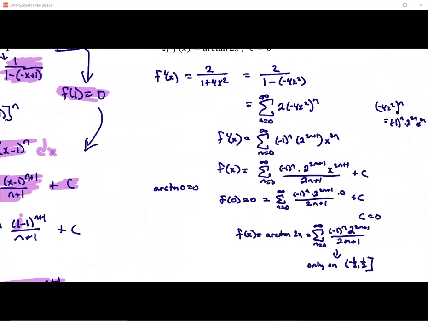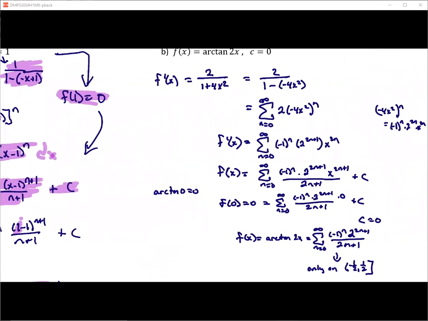But anyway, last problem, and I know you guys are sad this is the last problem. Once again, I took the derivative. That derivative is 2 over 1 plus 4x squared. Just remember it's the derivative of what's inside over 1 plus what's inside squared. Then you see I rewrote it. So my first term is 2, and then my ratio is the negative 4x squared. Negative 4x squared to the nth power, I rewrote as negative 1 to the n, 2 to the 2n, x to the 2n, which is what I've established right here.